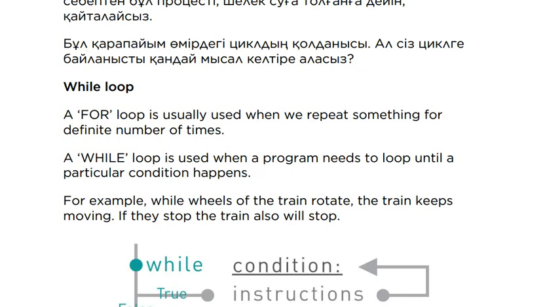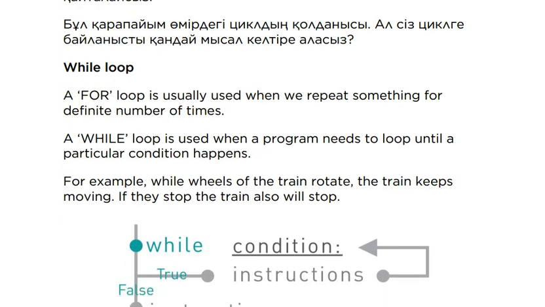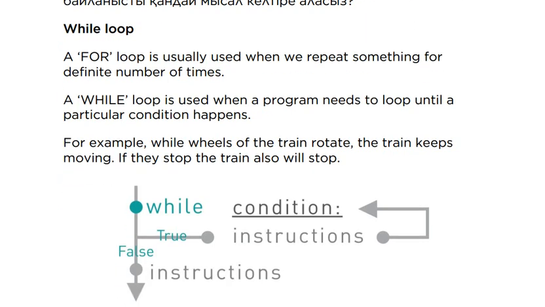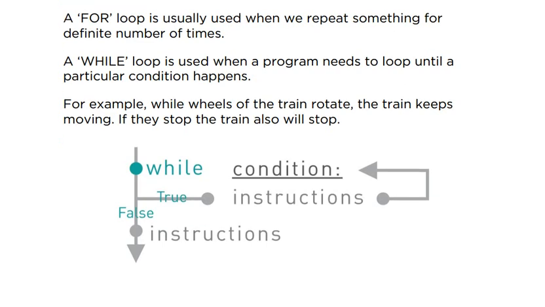While loop. A for loop is usually used when we repeat something for a defined number of times. A while loop is used when a program needs to loop until a particular condition happens. For example, while the wheels of the train rotate, the train keeps moving. If they stop, the train also will stop.